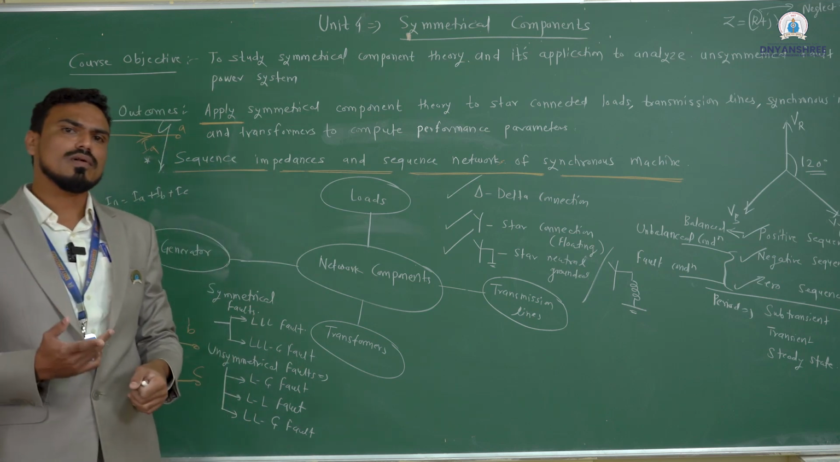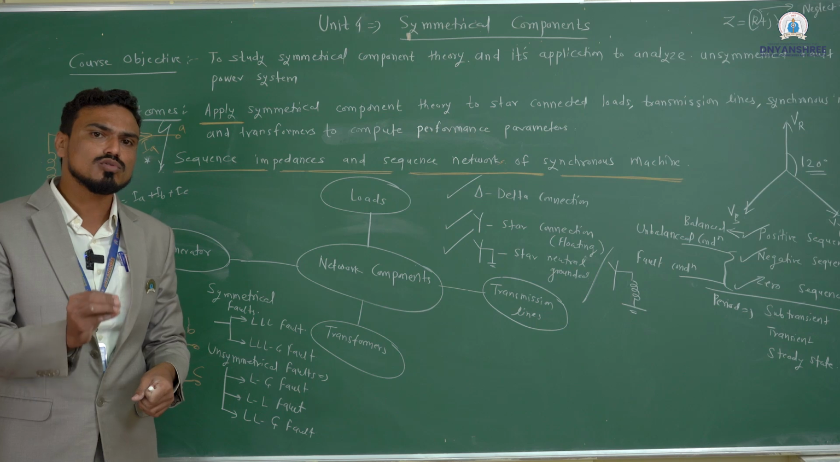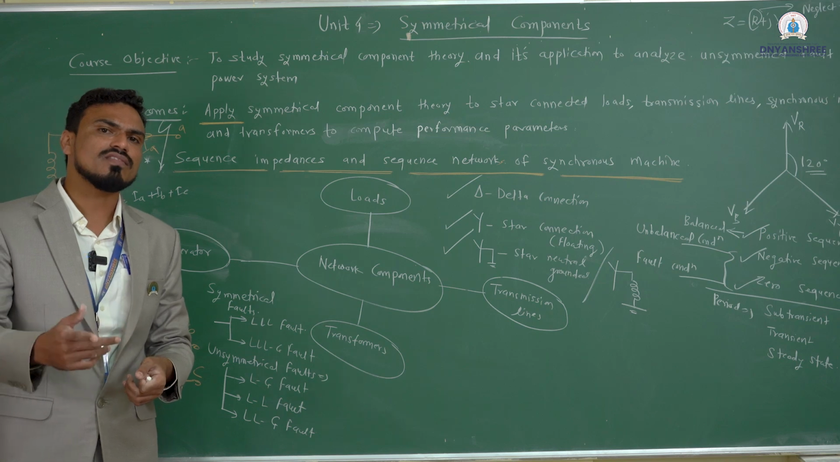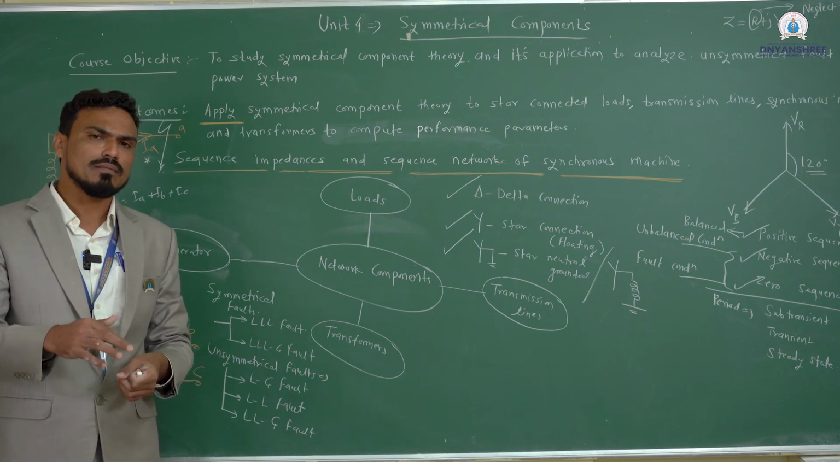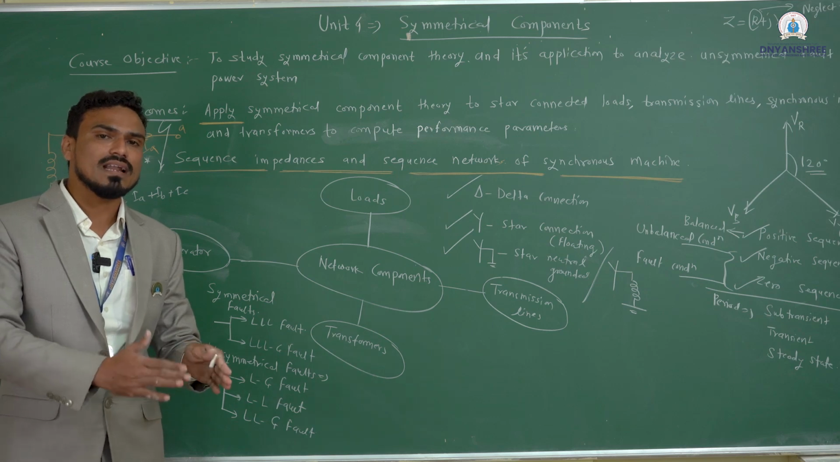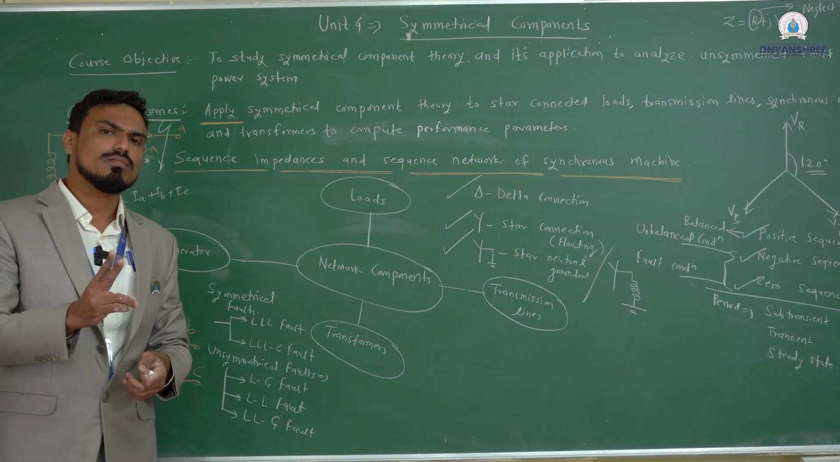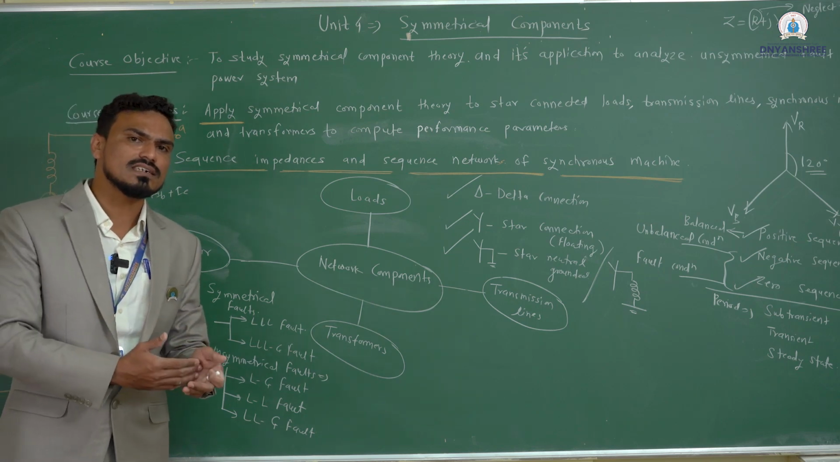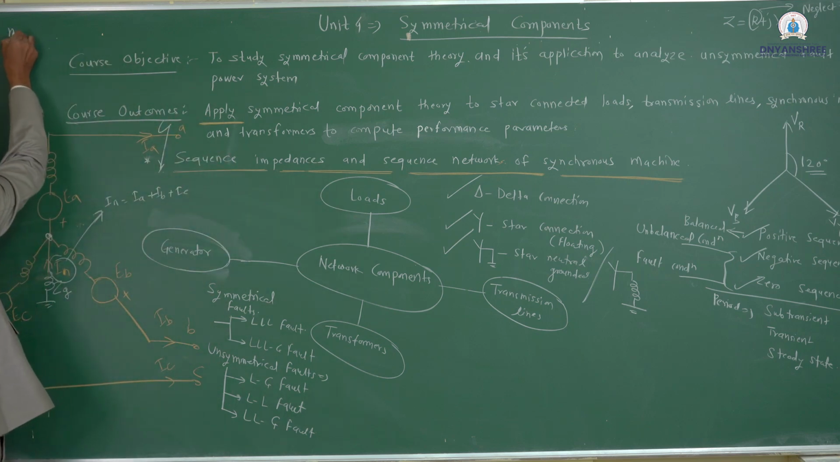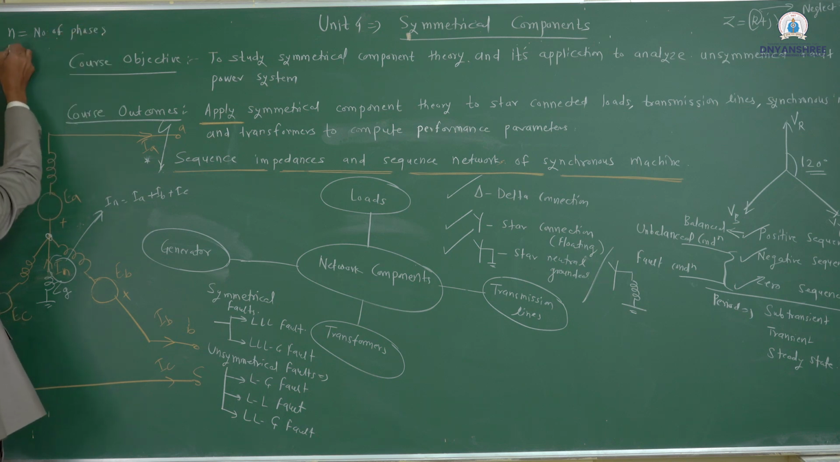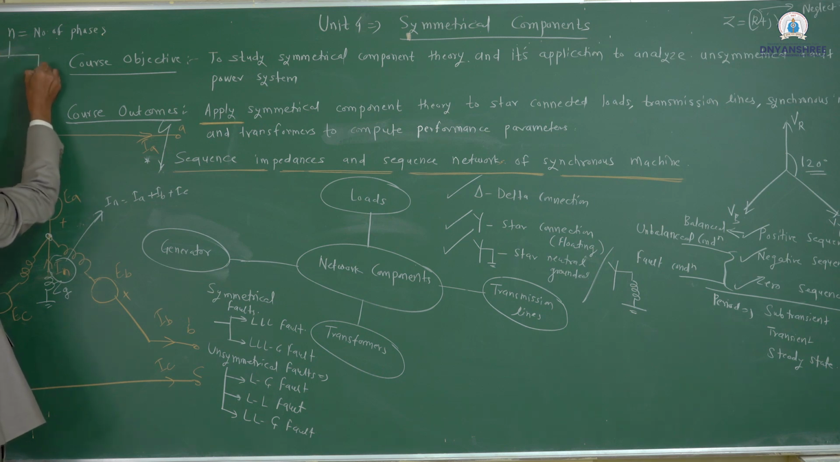In symmetrical components, one of the important scientists, Fortescue, put forward a theory: if there are n number of phasors present in the system, then it can be resolved into n minus 1 balanced sets of phasors and one zero sequence set of phasors. Here n is the number of phases.